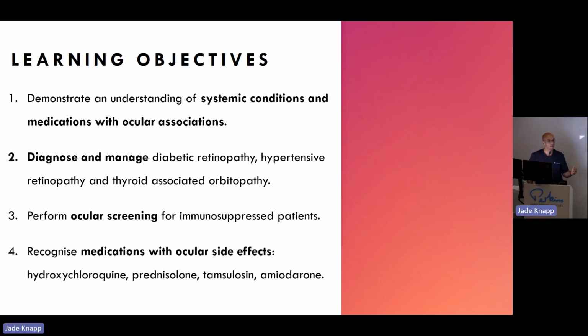And finally, I've picked 4 medications with ocular toxicity. There's many more, but these are the 4 that are the most common out there in the community and in the hospital setting that you really need to know about. So they're hydroxychloroquine, the trade name for that is Plaquenil. And there's, again, garden variety steroids, prednisolone. Then there's tamsulosin, which is used for benign prostatic hypertrophy, prostate disease, and amiodarone. So we'll get to those.